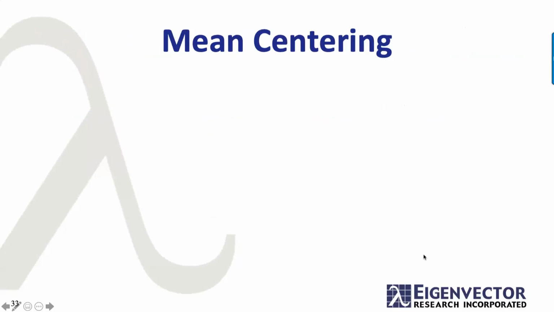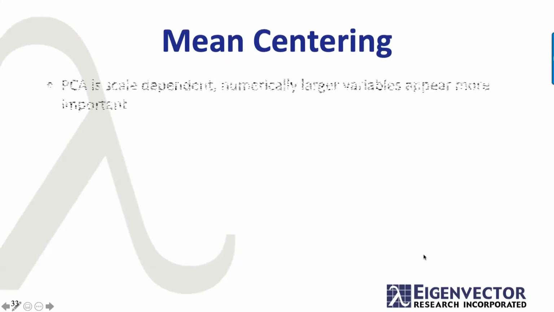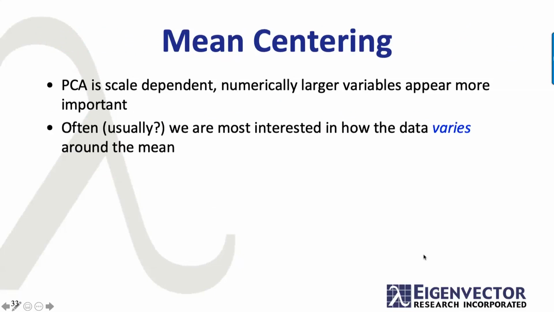Well, usually before we do a PCA model, we do something like mean centering. We do some pre-processing to the data. And the reason is that principal components is scale dependent. Numerically larger variables will appear more important in PCA models. So often, or really usually, we're most interested in how the data varies around its mean.